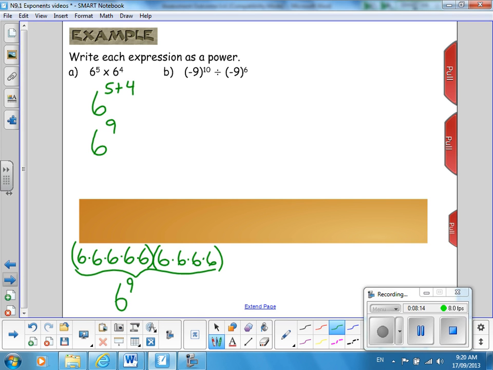Second one, negative 9 to the exponent 10 divided by negative 9 to the exponent 6. Same bases. We are now dividing, so we subtract the exponents. We get negative 9 to the exponent 4. And again, we can show you that. Negative 9 10 times.